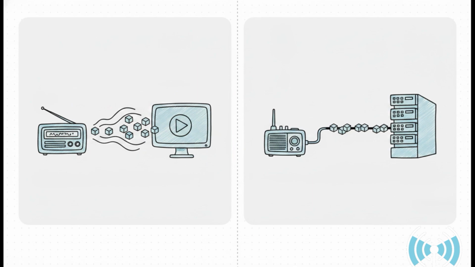On one side, we have IP data over RF. This just means the radio transmits data directly over the air as standard IP packets. This is how you move video and situational awareness data across your radio network.